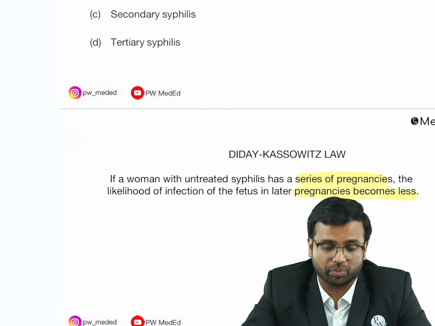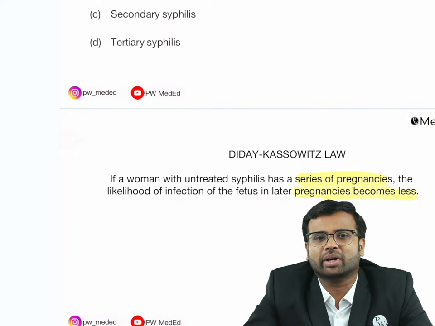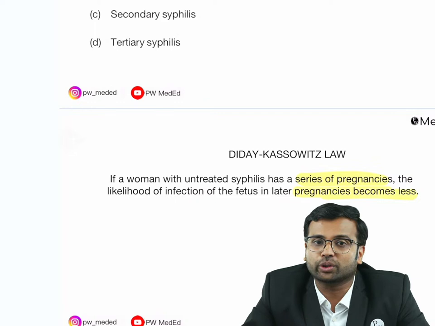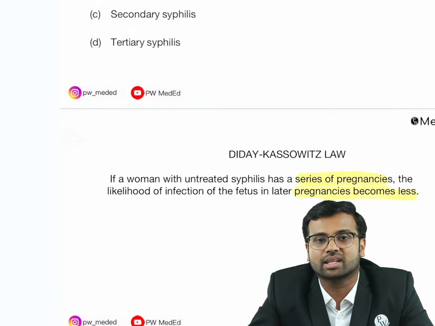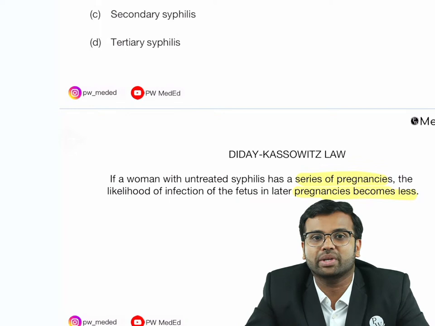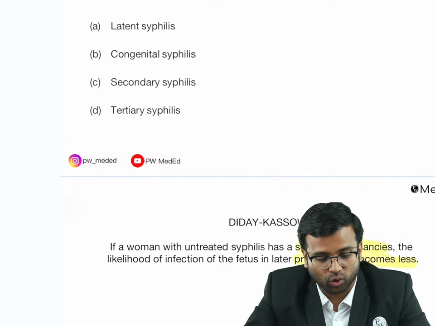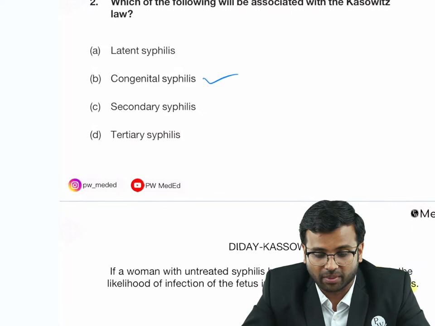So what do you mean by this? A patient did not take treatment for syphilis and she conceives. Don't you think that in the first pregnancy, there is a high chance of abortion? Yes. Don't you think that there is a high chance of a stillbirth? Yes. But what happens with the consequent pregnancies? With the consequent pregnancies, the likelihood that the baby is born with normal features is more likely. So this is called Kassovitz law, and this is seen in association with congenital syphilis.